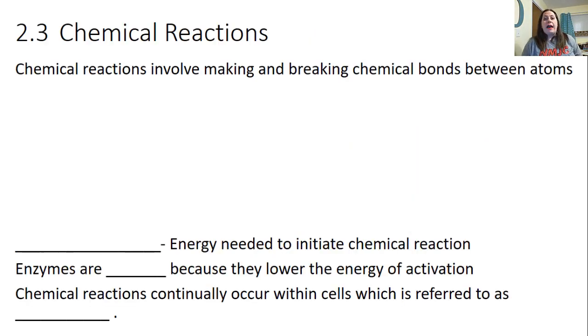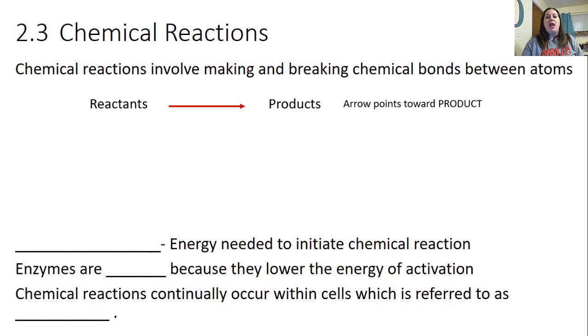Now, chemical reactions involve making and breaking chemical bonds between these atoms, and so the reaction is whether we make the bond or break the bond. Now, the reactants are what goes into the reaction. The products are what comes out. So the arrow always points towards the products. So reactants are inputs and the products are the outputs.